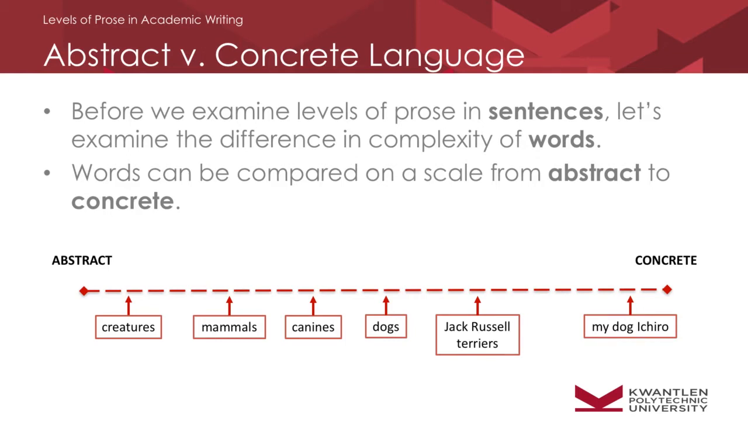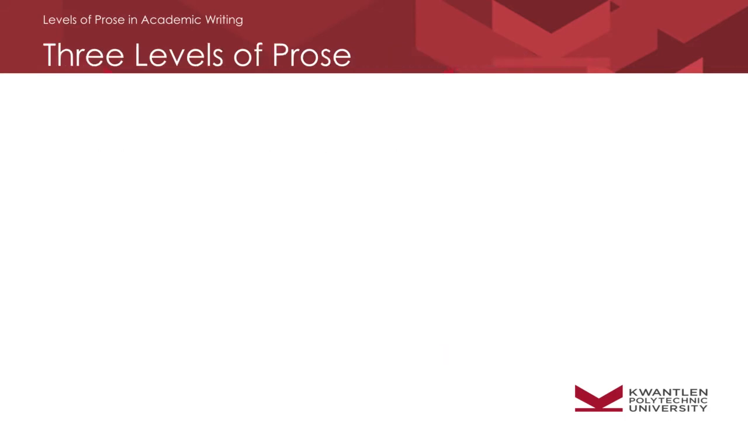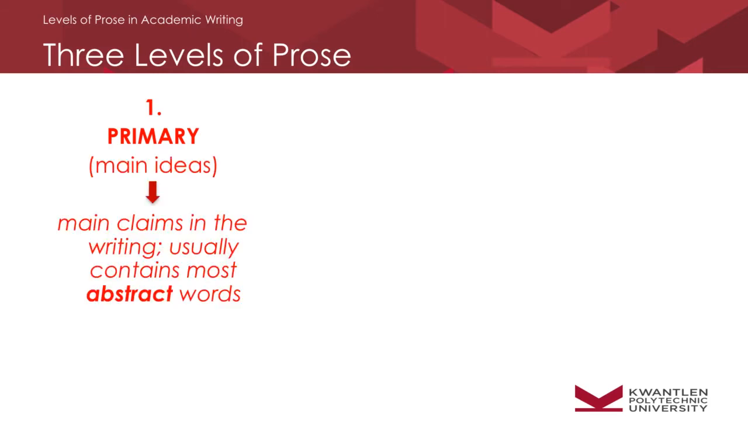So just keep in mind when you're trying to identify the level of complexity in a sentence, you have to weigh the balance of the language on whether it's more concrete or more abstract. So here's the three levels of prose. The first we'll call primary, and these are the main ideas, the main claims in the writing, usually containing the most abstract of words.